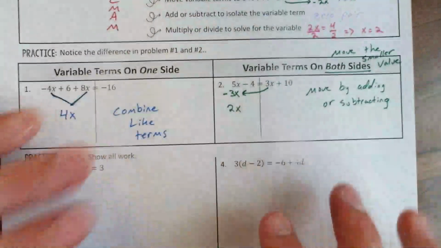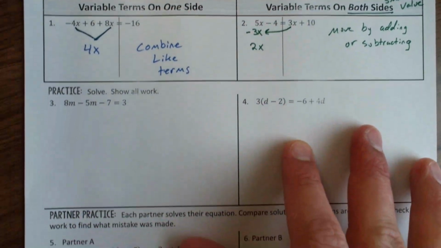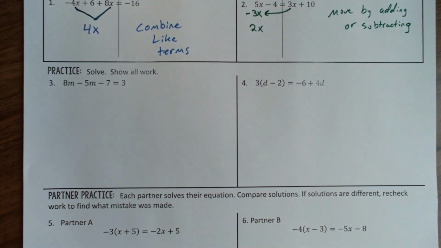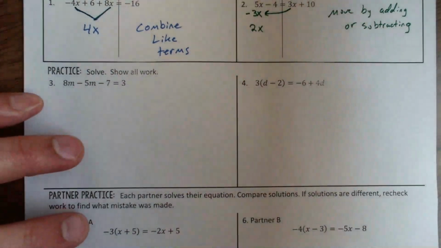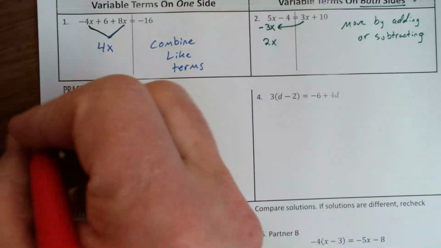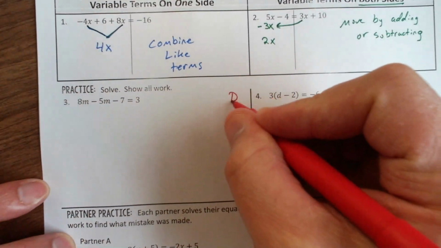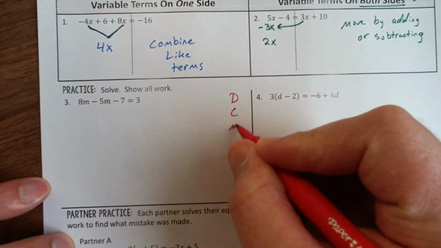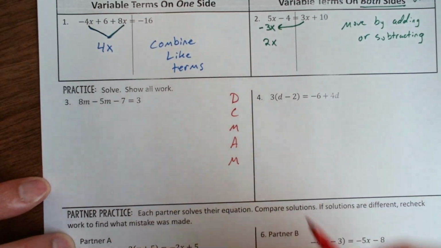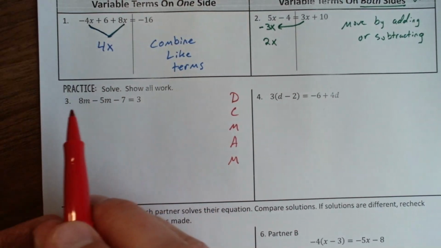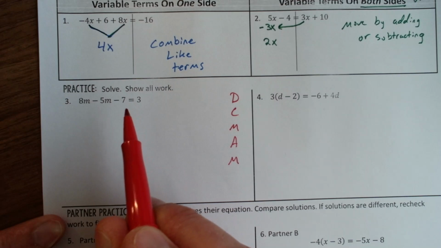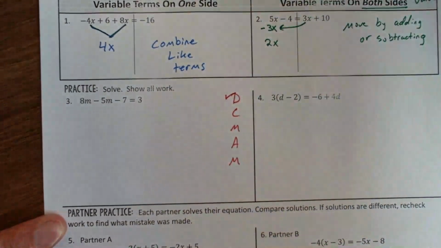Okay, so let's see this in action. Here we have problem number 3. Problem number 3 reads 8m minus 5m minus 7 equals negative 3. So the first thing I'm going to do, you don't have to do this part, I'm going to put don't call me after midnight. So I can just mark off each step. First, do I have any parentheses? No. So I don't need to distribute. Done.